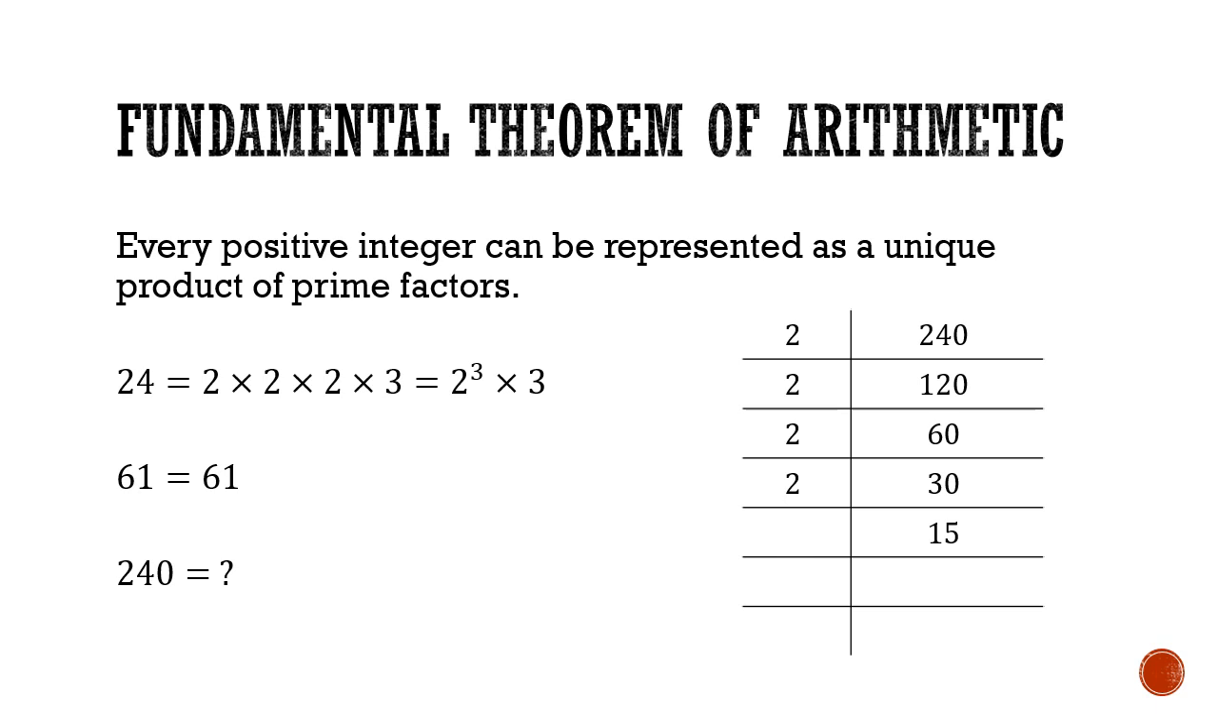So we're going to try the next prime number, 3. 15 divided by 3 would give us 5. 5 can't be divided by 3, but 5 is itself a prime number. So 5 divided by 5 gives us 1. And we'll stop when this ladder frame reaches 1. So we can record the prime factors. 240 is equal to 2 multiplied by itself 4 times, times 3, times 5.